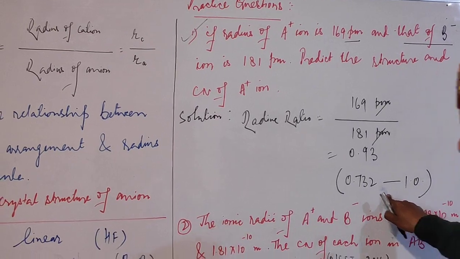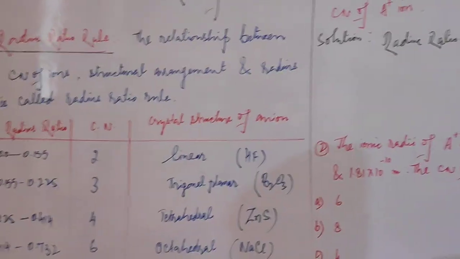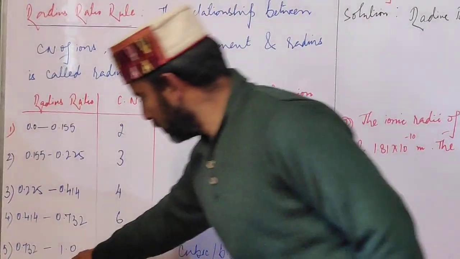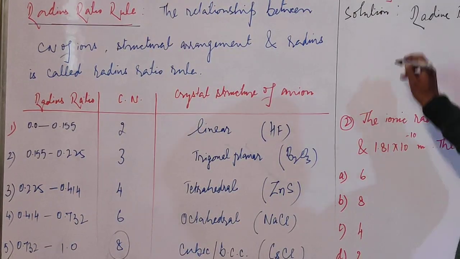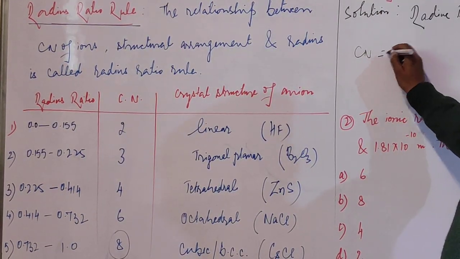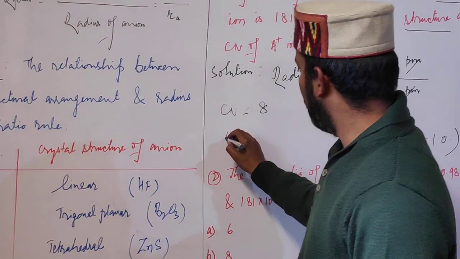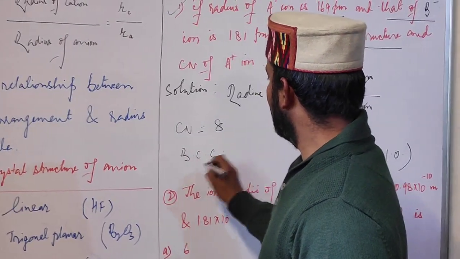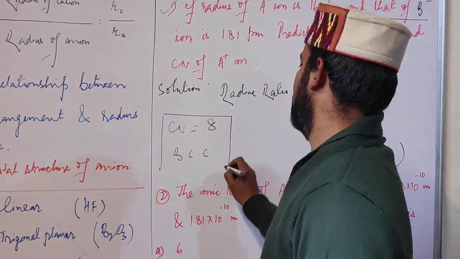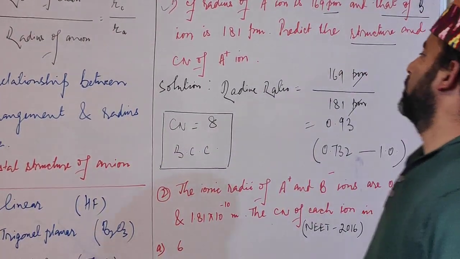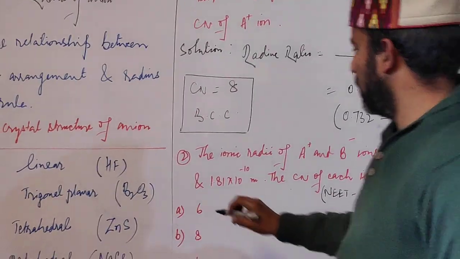So now see, this is in the range 0.732 to 1, which means the coordination number would be what? 8, and the structure would be body centered cubic. So this is our answer. Now question, we have another question.